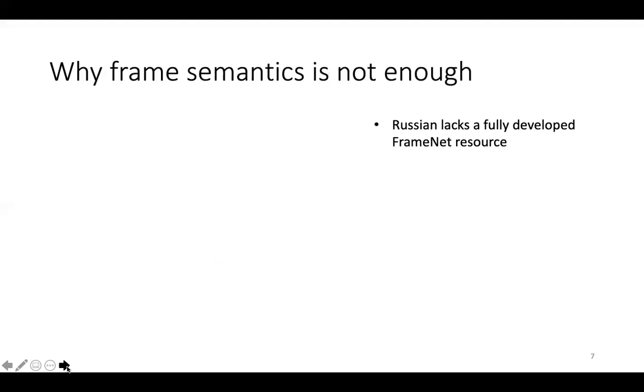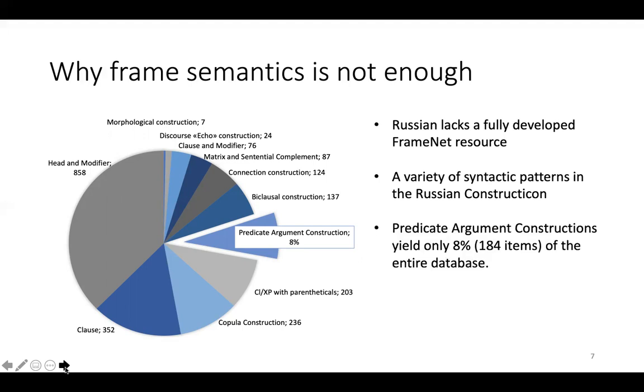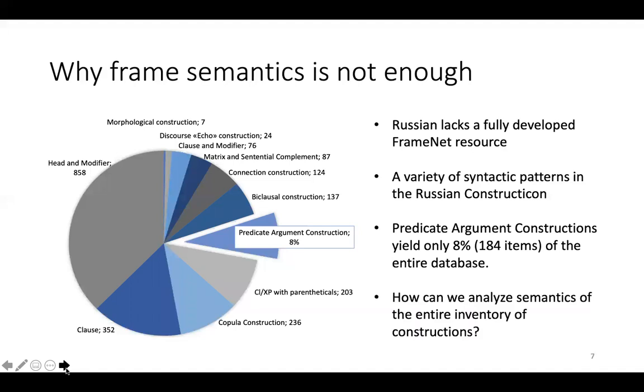Russian lacks a fully developed FrameNet resource. This figure shows that predicate argument constructions, including verb argument constructions, are only a single type among a whole variety of syntactic patterns that we have in the Russian Constructicon. It yields only 8% of the entire database. This is why frame semantics is not enough in our case, and we have to find a model that would work for analyzing semantics of all constructions included in our inventory.